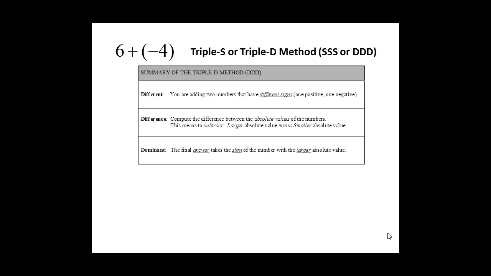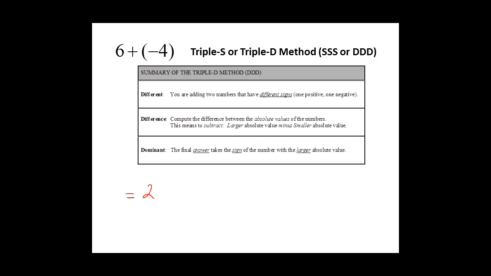The dominant number is the number with the larger absolute value. In this case, 6 has a larger absolute value than negative 4. Therefore, our final answer will be a positive number. So let's take the difference of the absolute values of 6 and negative 4. 6 minus 4 is equal to 2.